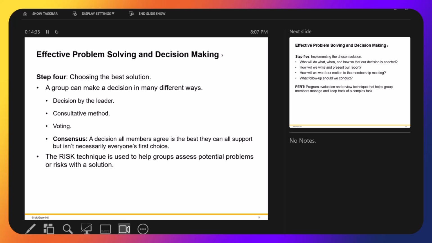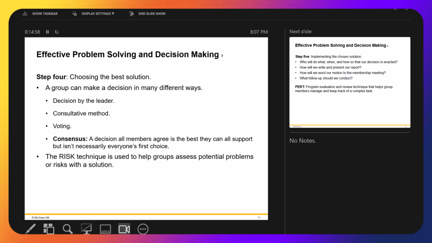Step 4, choosing the best solution. A group can make a decision in many different ways. Decision by the leader, consultative method, voting. Consensus, a decision all members agree is the best they can support, but isn't necessarily everyone's first choice. The risk technique is used to help groups assess potential problems or risks with a solution.